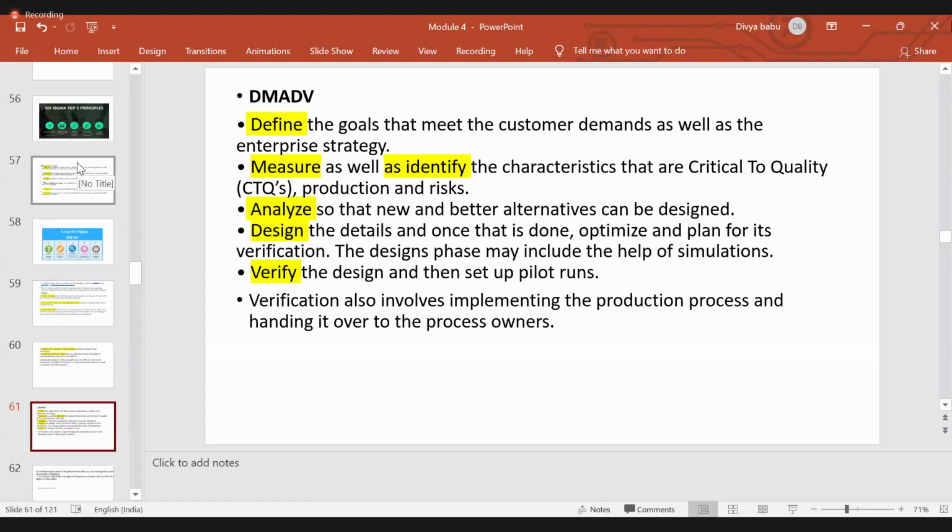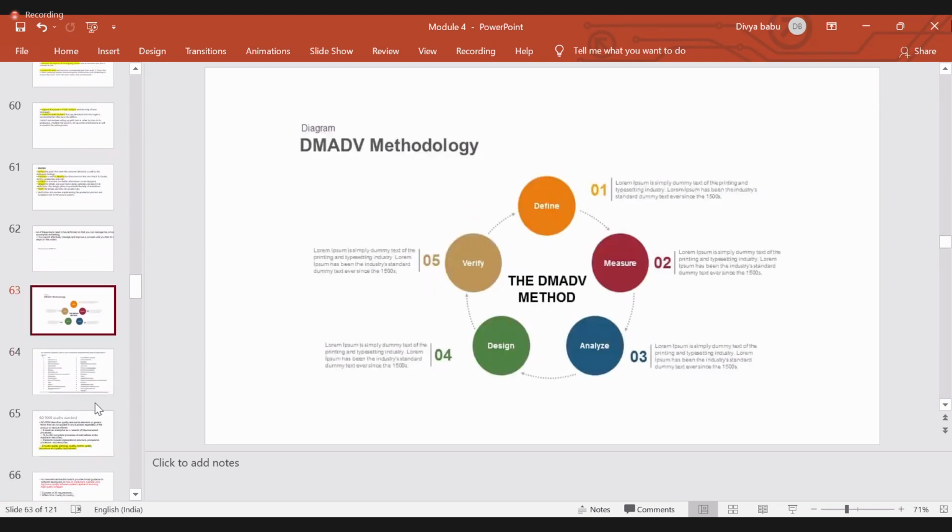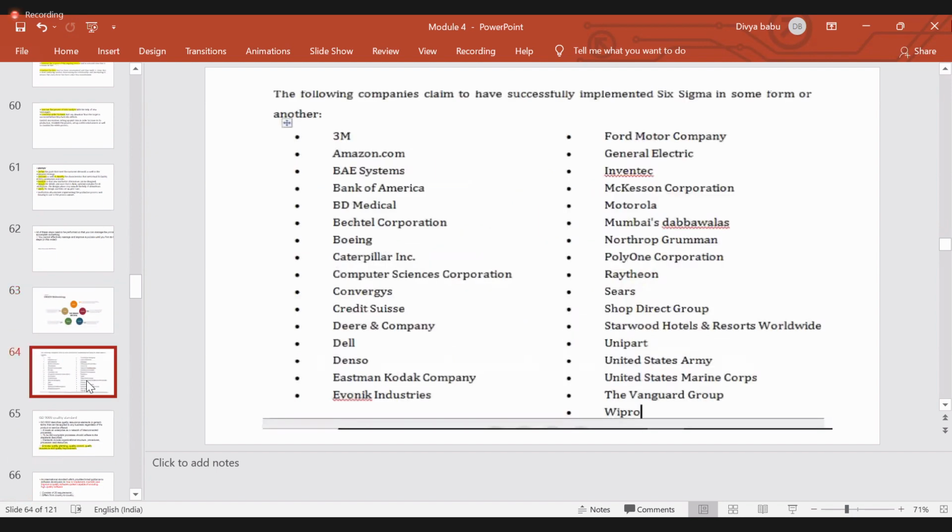DMADV and DMAIC. That is represented in the form of a diagram. Some companies which are following it are Wipro, Sears, Motorola, Ford Motor Company, then Boeing, Amazon. Some company names are familiar to you. All these companies are actually following this Six Sigma.